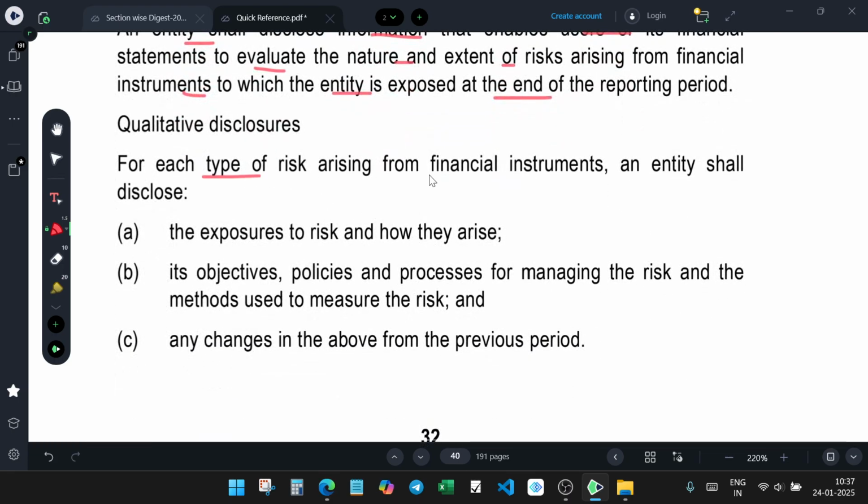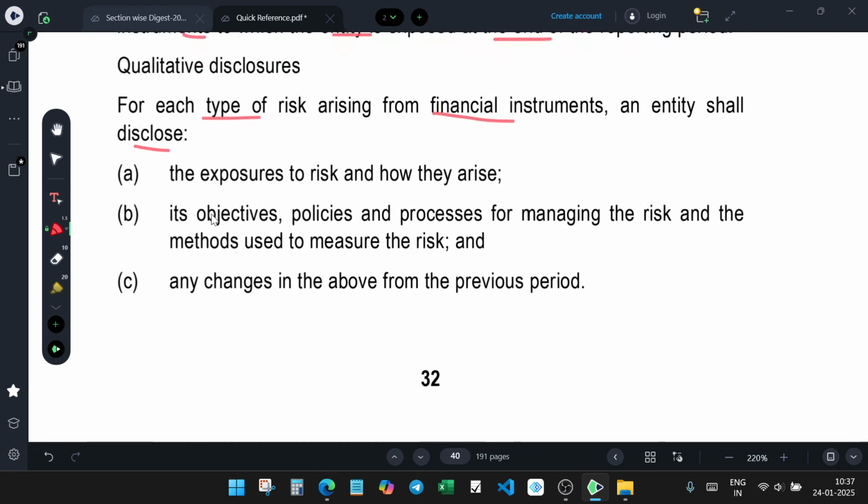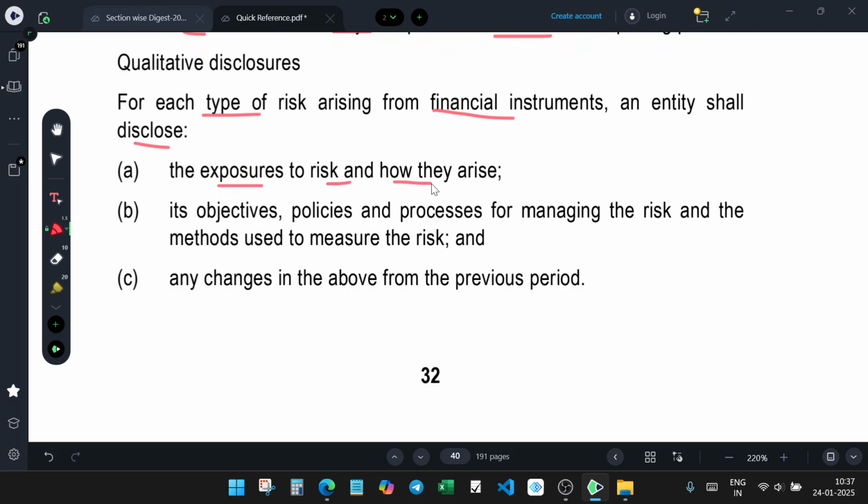For each type of risk arising from financial instruments, the entity shall disclose the exposures to risk and how they arise. So what is the exposure to risk? What is the loss going to arise and how does it arise? For example, we have a long position on this asset, but we put on a short call when we should actually have put a put call. So there is a judgment problem, and due to the judgment problem, this loss arises.